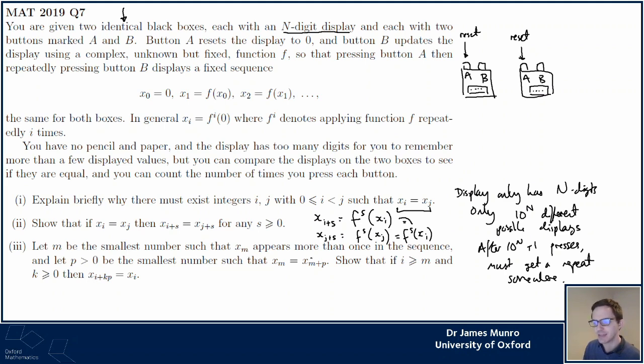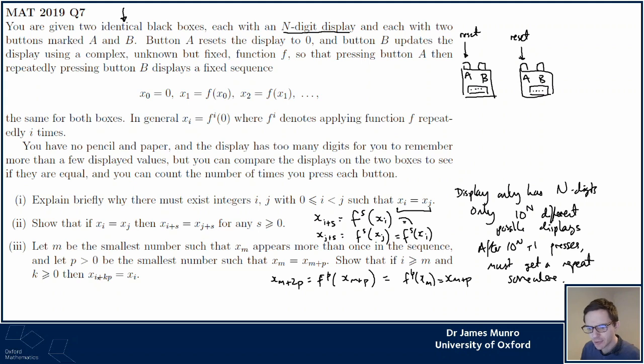So all we know is that xm is equal to x(m+p). Show that if xi, we're told that i is bigger than or equal to m. So this is after we've reached the point xm where eventually that's going to repeat. But we're not just being asked to show that that number comes up again and again and again, which I think it does, by the way, because I think x(m+2p) would be equal to f to the p of x(m+p), because it's p presses after x(m+p). But x(m+p) is exactly equal to xm. So I think this sequence sort of continues that every p presses, we're going to get to xm again.